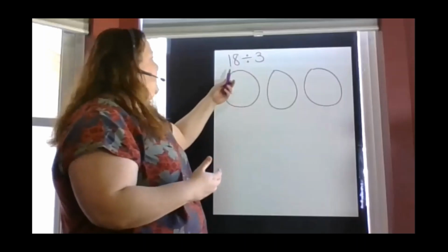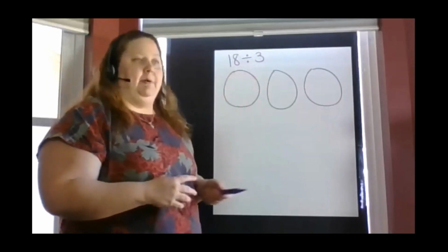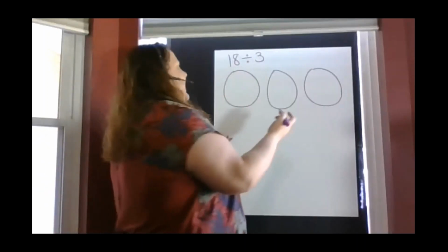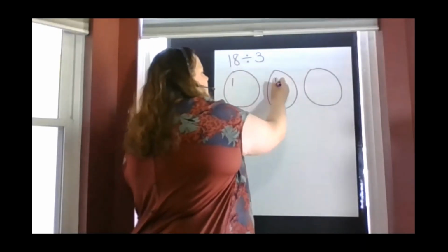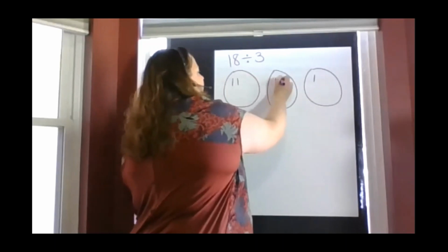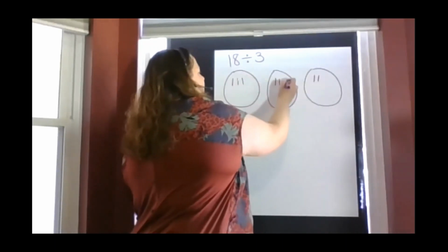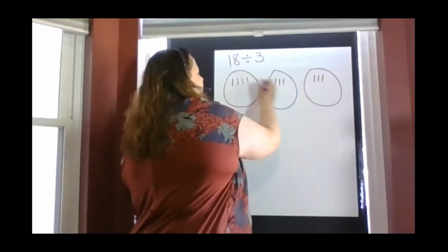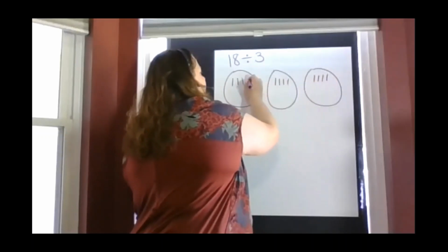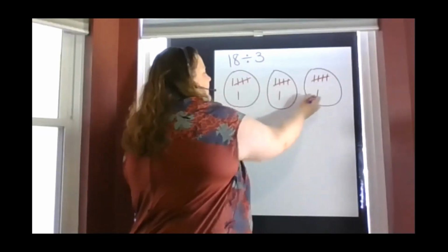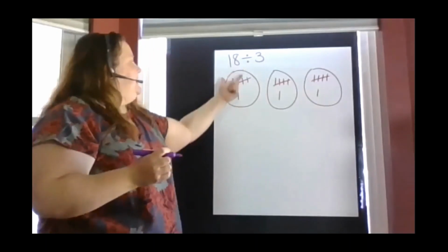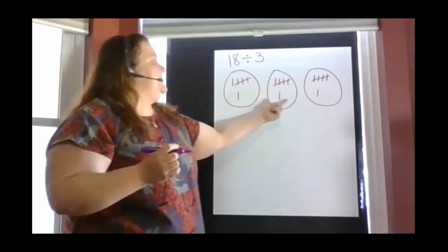I could say I have 18 cards in the deck. I have three people playing. How many are each of them going to get? So we share them out one at a time. 1, 2, 3, 4, 5, 6, 7, 8, 9, 10, 11, 12, 13, 14, 15, 16, 17, 18. So I can see that 18 divided by 3 leaves me with 6 in each group.